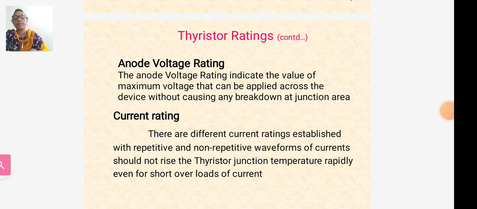there is the peak surge forward blocking voltage. That means it is the peak value of forward surge voltage that does not repeat, and its value is about 130% of VDRM. VDRM means the peak repetitive forward blocking voltage. Next is the peak repetitive reverse voltage.